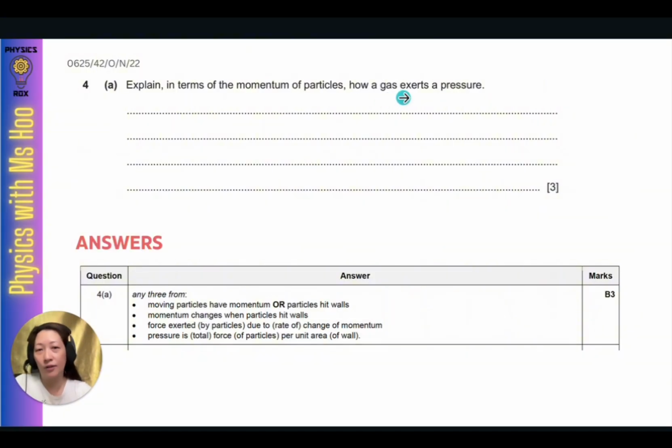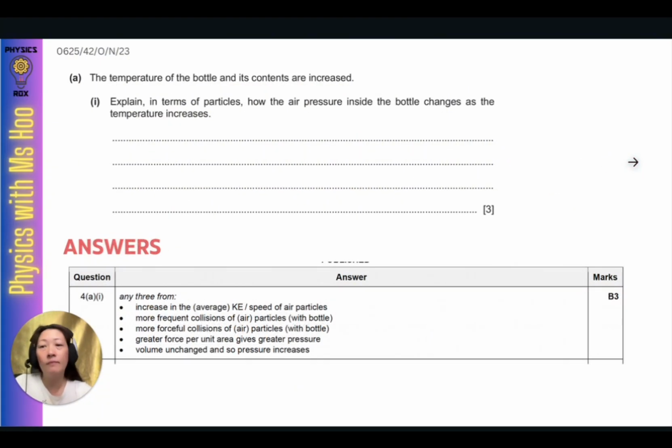I've seen a lot of students tend to get confused and start explaining how the change in gas pressure occurs instead. Obviously, there's no change in any gas pressure here. A change in gas pressure question would look something like this. This is an extract from Winter 2023 paper variant 2. A. The temperature of the bottle and its contents are increased. 1. Explain in terms of particles how the air pressure inside the bottle changes as the temperature increases.